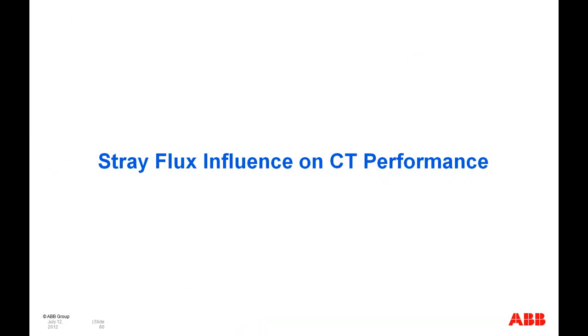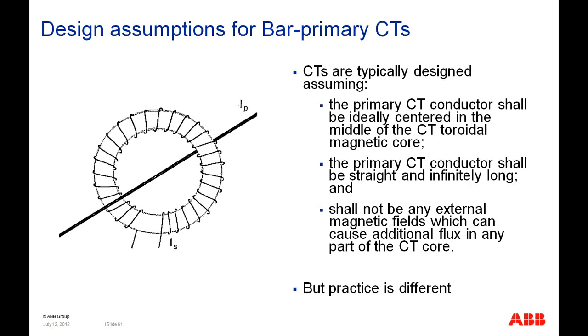Next thing I want to talk about briefly is stray flux and its effect on CT performance. Typically, when we think of a current transformer, we think of the primary and the secondary as infinitely long, exactly in the middle of the core of the current transformer, and there are no other current-carrying members anywhere close to this. So all the flux generated is the flux generated by this one conductor on our core. But in reality, in practice, this could be different.